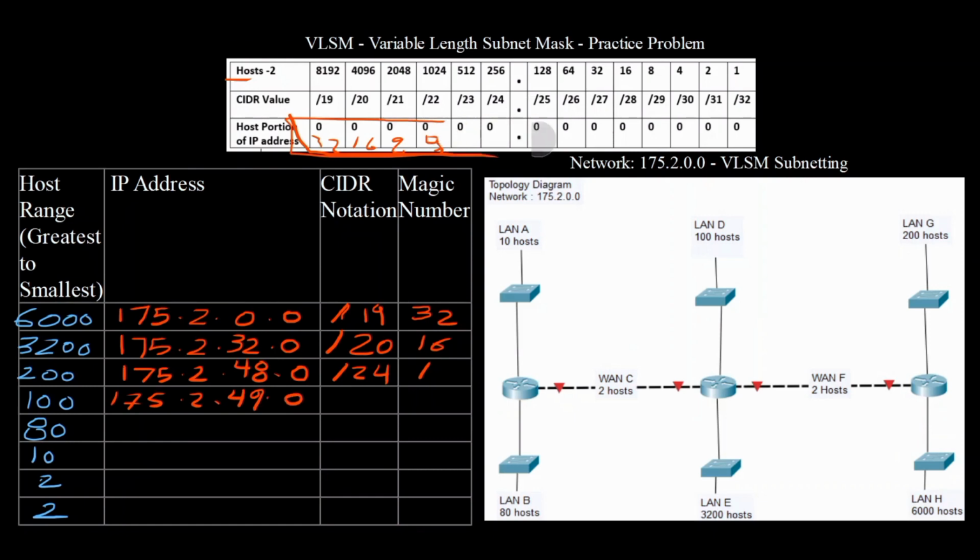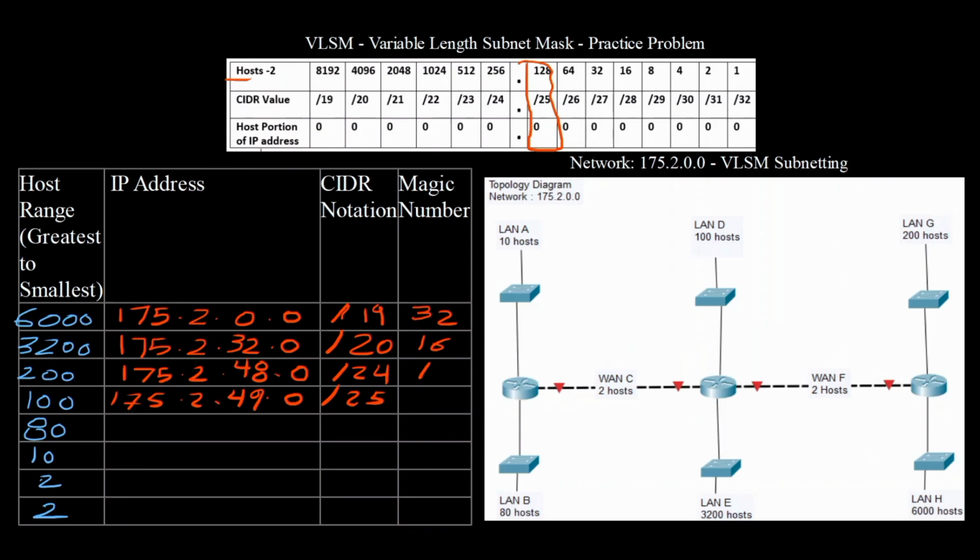Next, the same step, 100. This is local area network D. So for the 100, let's see where we can find 100. And the nearest point we have is here, /25. So that's the number here. So /25, right? That's the CIDR value, 25.